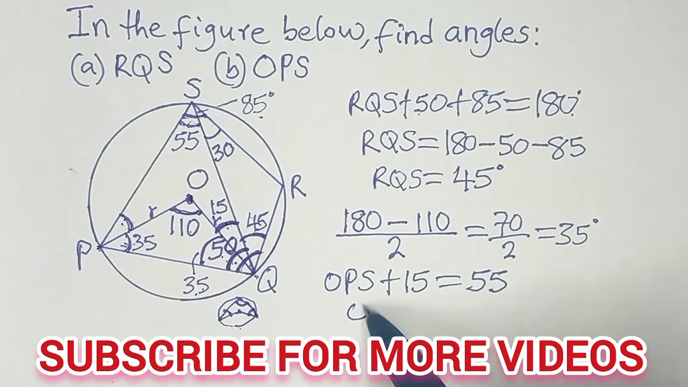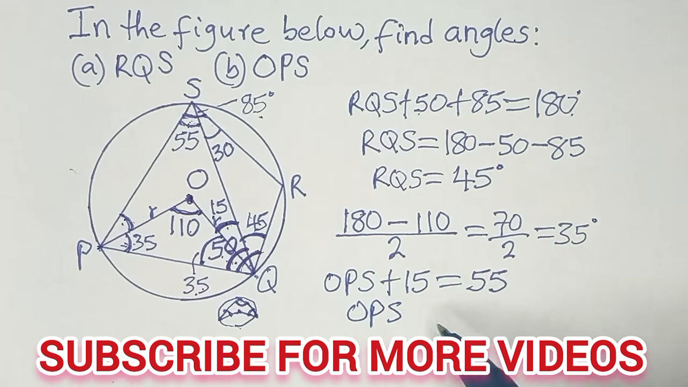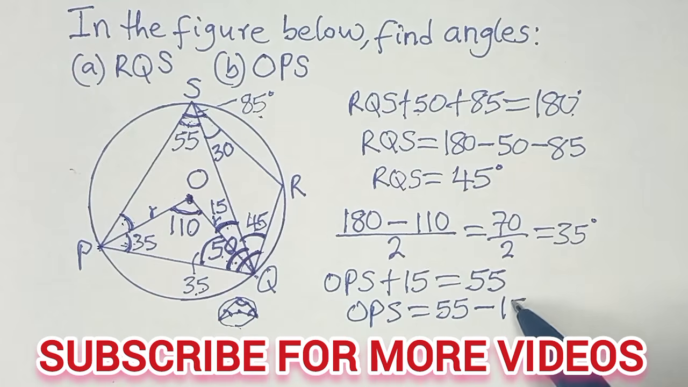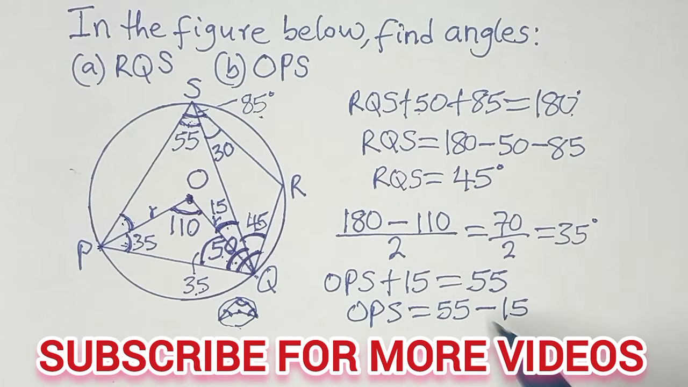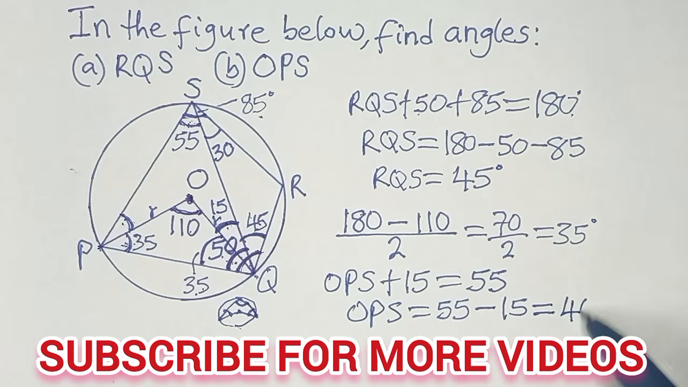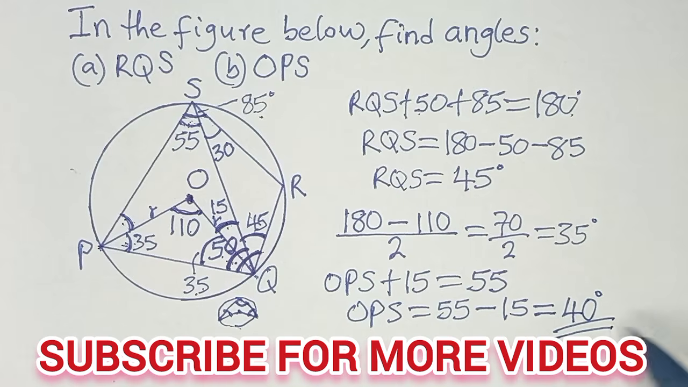And so from there I have OPS, which is the angle that we're looking for, is equal to 55 minus 15 degrees. When this plus 15 comes to this side, it becomes minus 15. And then finally, that gives us angle OPS as 40 degrees. And that's our final answer. Hope you understand this circle geometry question fully.